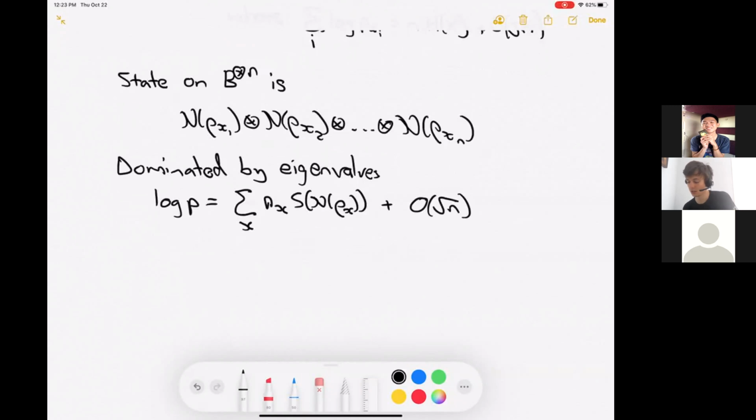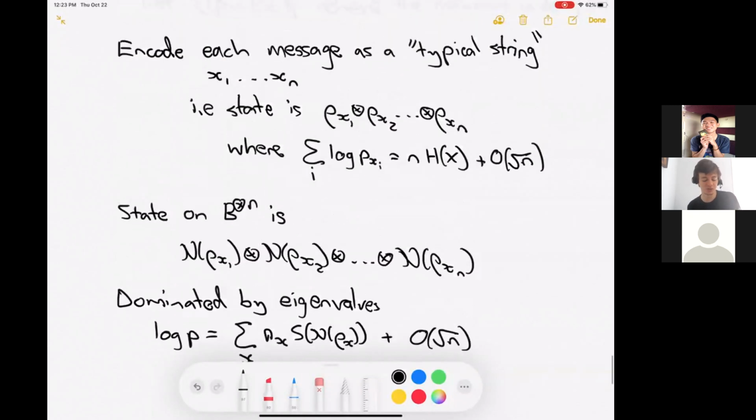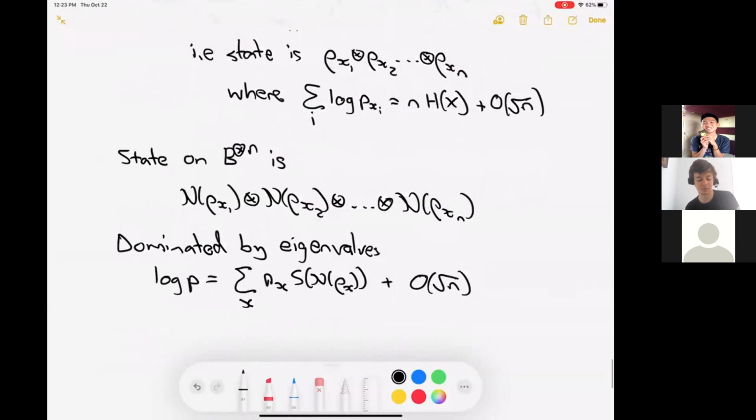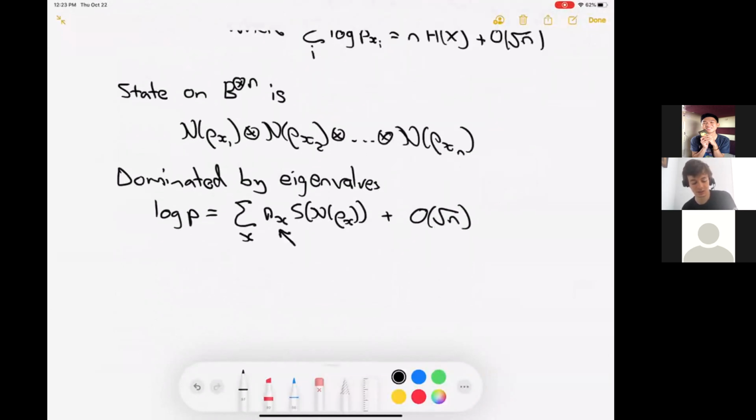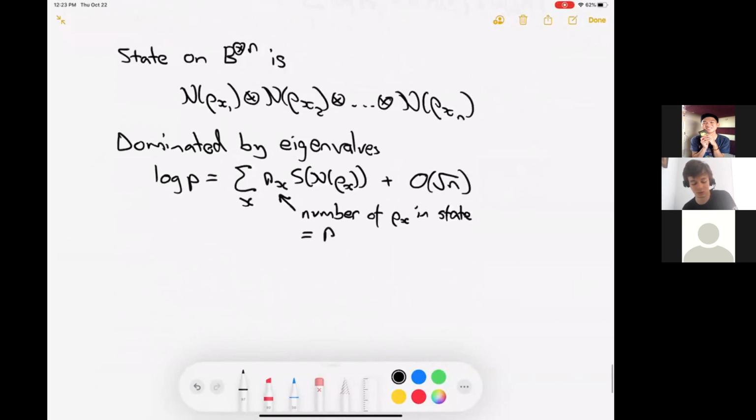But of course, we also know, because we chose these ρ_x's typically, then these n_x's, just the number of ρ_x's in the state, is going to be equal to the total number of density matrices in the state times the probability of each one being x, plus again some order square root n correction.